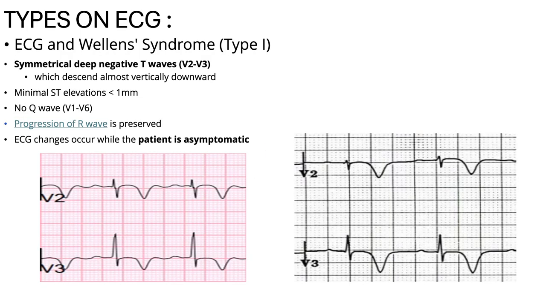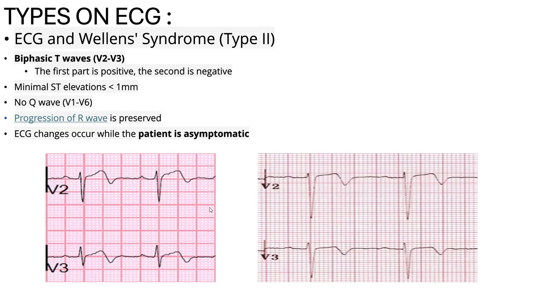Here we see a picture showing type 1 of Wellens syndrome with asymmetrically deep negative T waves in V2 and V3. Here we see an example of type 2 Wellens syndrome, with biphasic T waves in V2 and V3. The first part is positive and the second part is negative, and also we can see a minimal ST elevation, but it's still about 1 millimeter. It's not more than 1 or 2 millimeters.